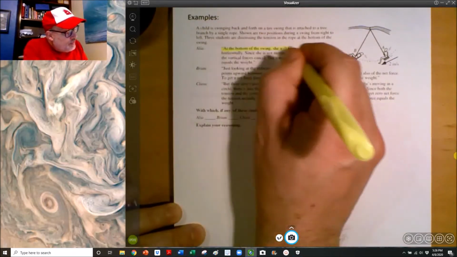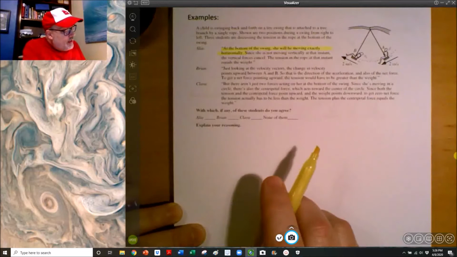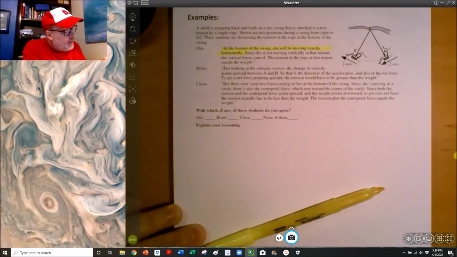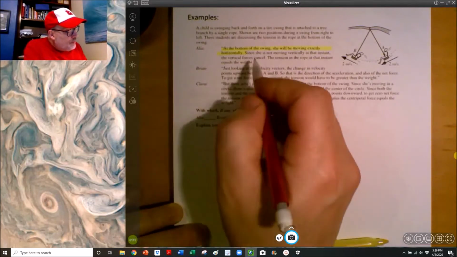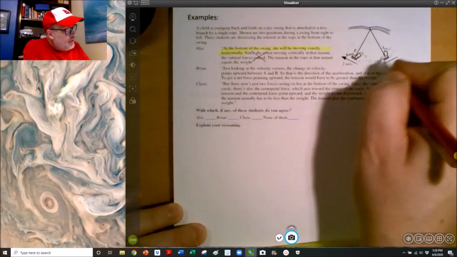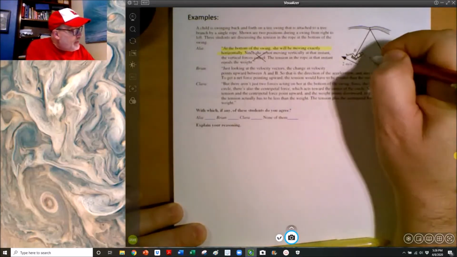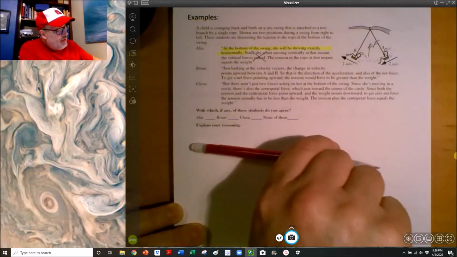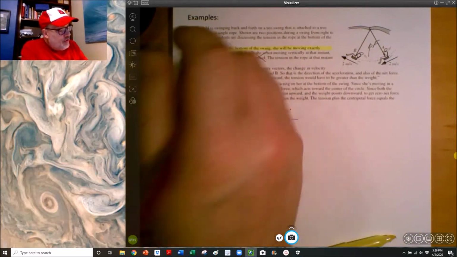Well, that looks good. Let me highlight that as correct. And then, since she is not moving vertically at that instant, the vertical forces cancel. Okay, that's incorrect because the person here is moving through an arc, so there must be a net force upward. So Aaliyah cannot be correct, so we cross her off.